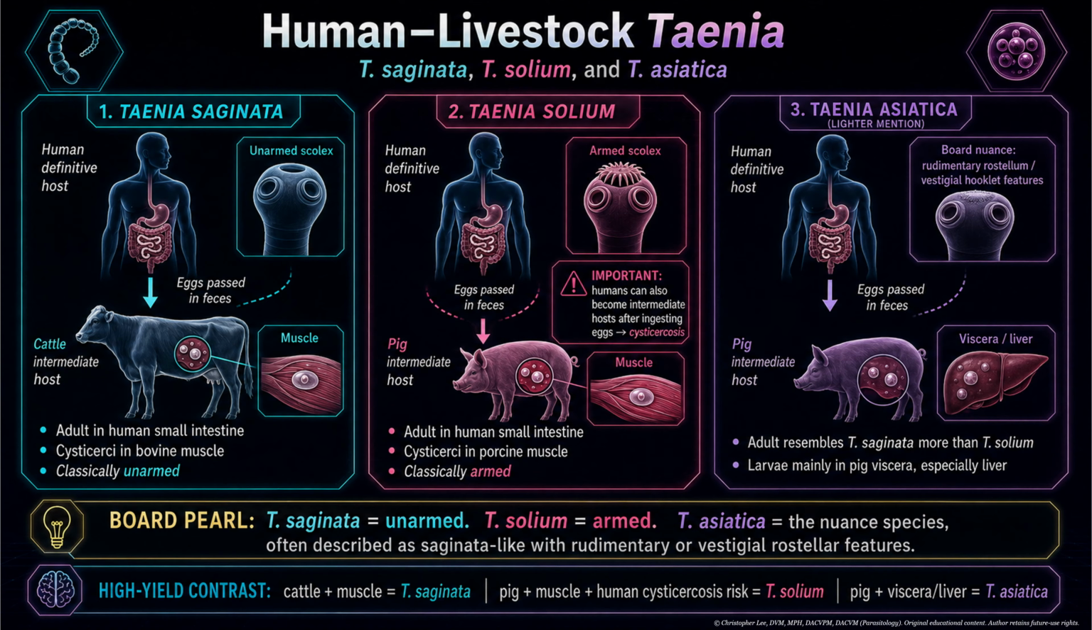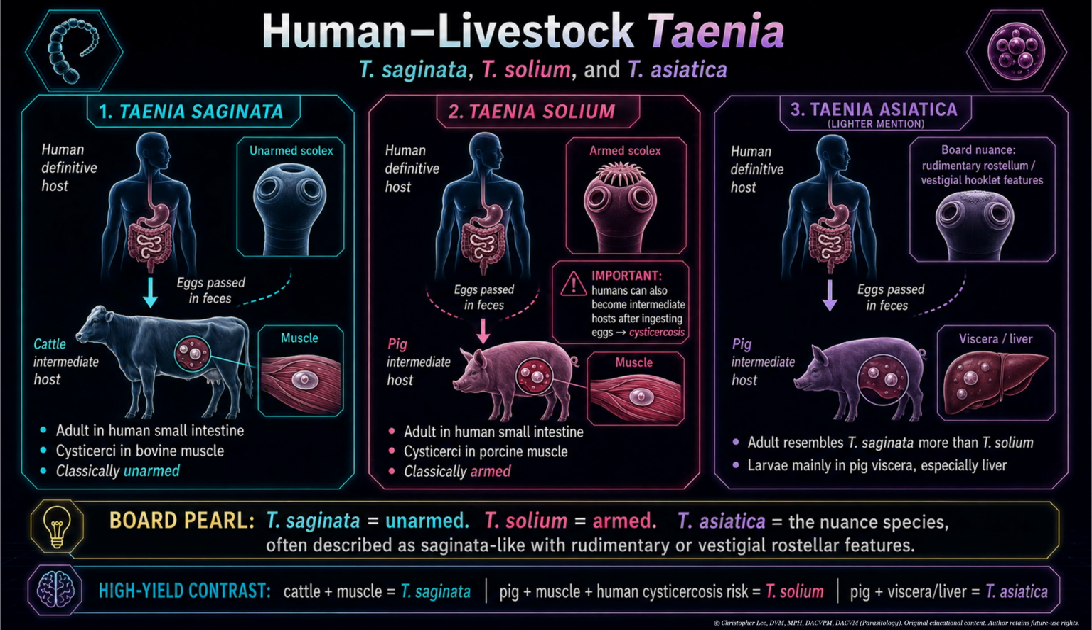The major board and One Health pearl is that humans can also become intermediate hosts after ingesting eggs, leading to cysticercosis. So for T. solium, do not stop at intestinal taeniasis. Ask whether the human is serving the wrong role in the life cycle.